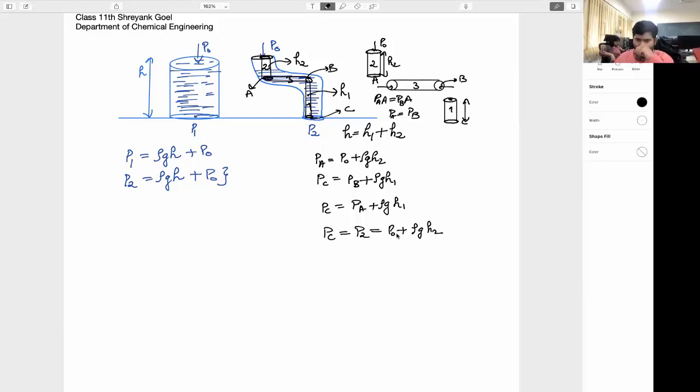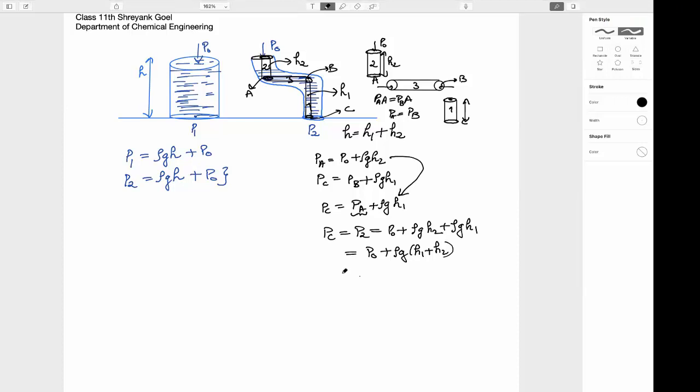P2 is P naught plus rho g H2, that is coming from here. So we are substituting this here, and what we get is P naught plus rho g H2 plus rho g H1. And so finally what we get is P naught plus rho g (H1 plus H2). Okay. So the pressure at point 2 is derived as P2, that is P naught plus rho g H.